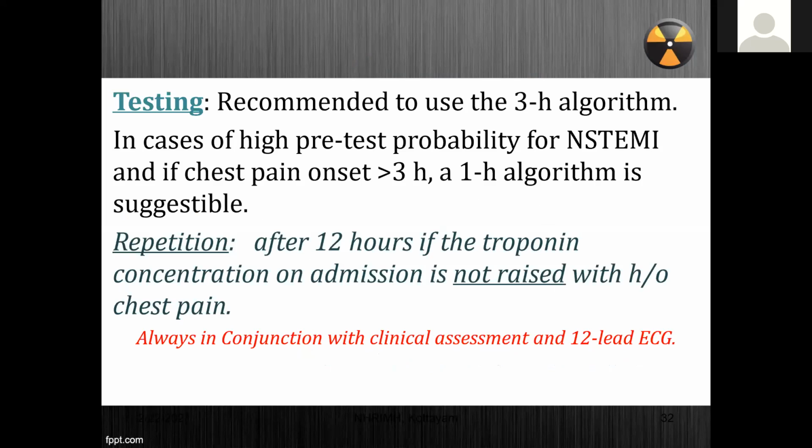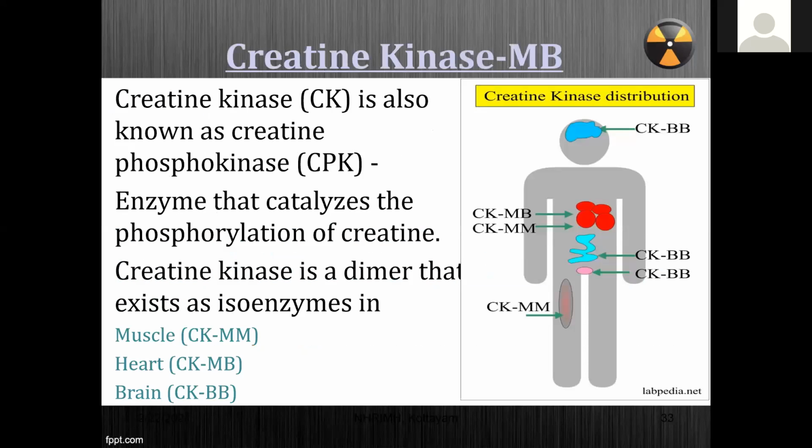If the chest pain onset is more than 3 hours, then the 1 hour algorithm is suggestible, meaning repeat hourly. If the patient after 12 hours of admission has no raised troponin, but the patient is still having chest pain, please repeat the troponin after 12 hours. But always in conjunction or correlation with ECG. Yeah, this is the troponin. Anything you can ask as doubt later.